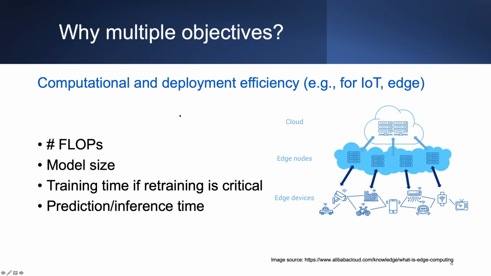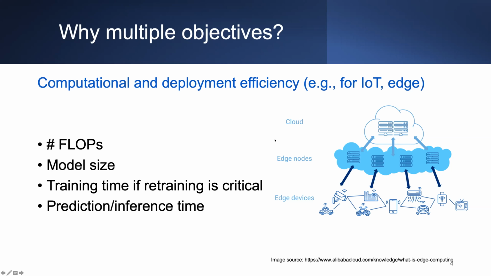So what do I mean by that, right? You might be interested in coming up with a neural net which is not only accurate, but also has a low number of flops. This is very interesting when you look at things like IoT or edge applications, where you don't have a lot of computational power.